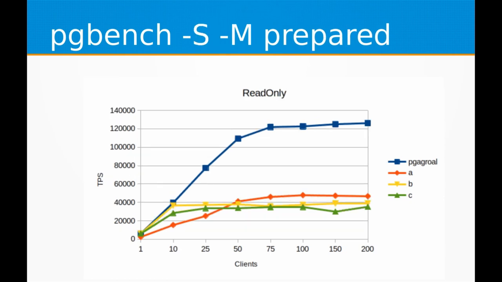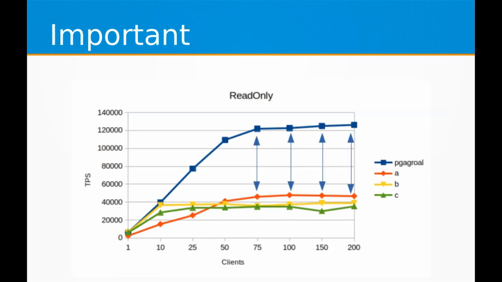The second graph is pgbench with the prepared and read-only mode. Again, the x-axis is the number of clients and the y-axis is the number of transactions per second. The first thing that is important to note is the increase in transactions per second compared to the other pools, which means that pgagroal can drive more load towards Postgres.